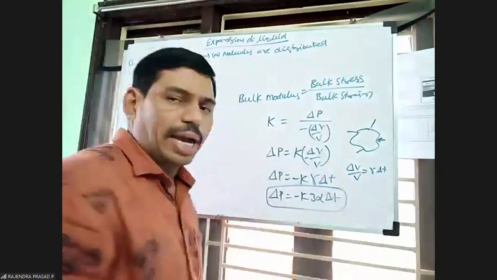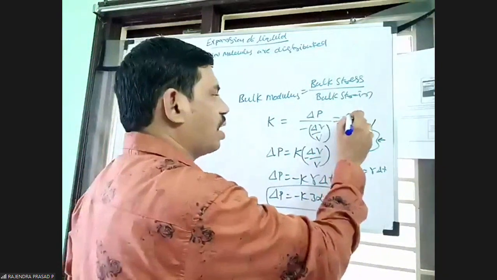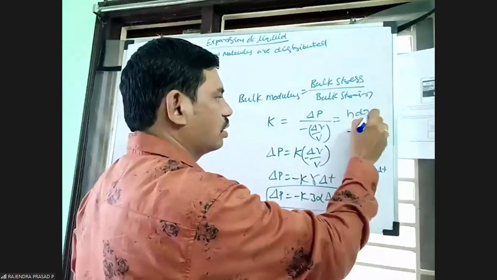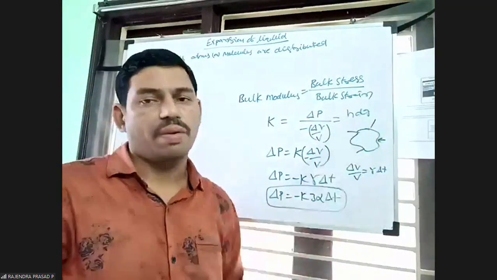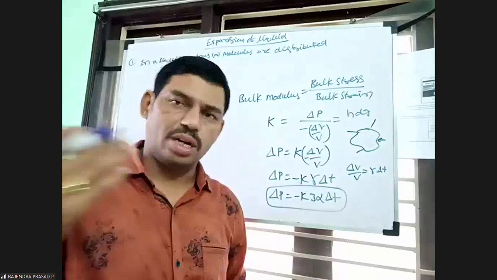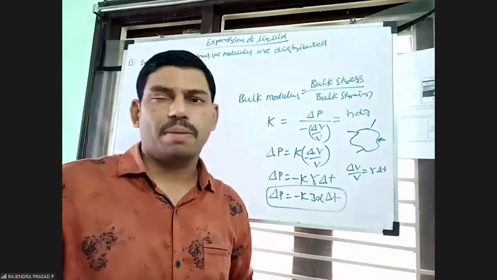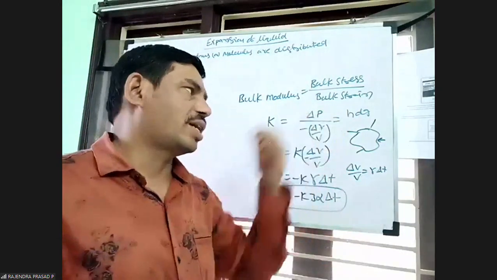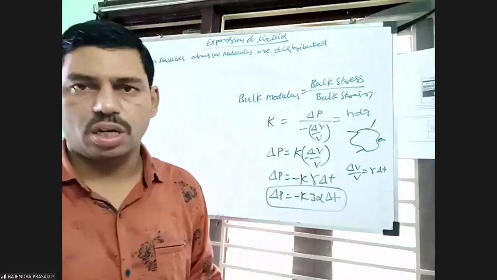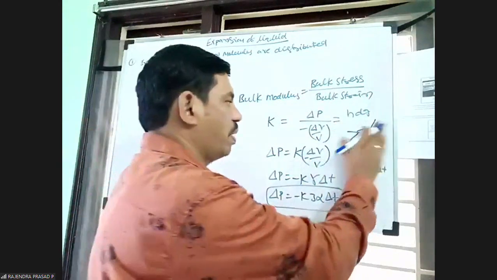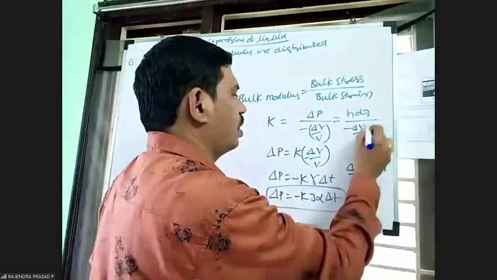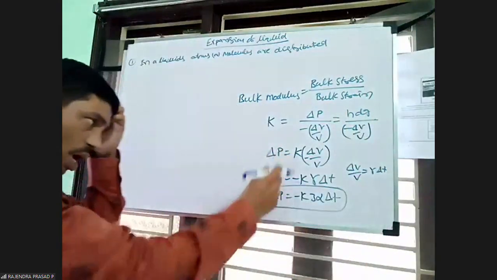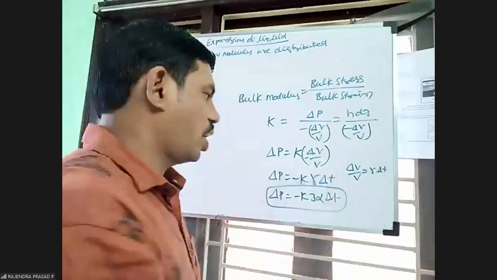Another formula for delta P is h d g: height, density and gravity, which we studied in the mechanical properties of fluids chapter. So delta P is equal to h rho g. By the same method, this is another formula: delta P is equal to K into minus delta V by V.